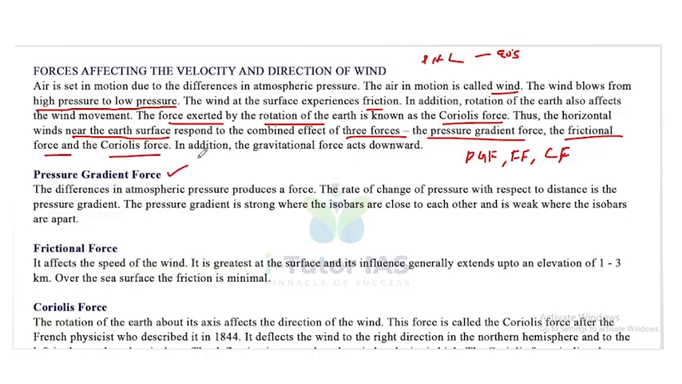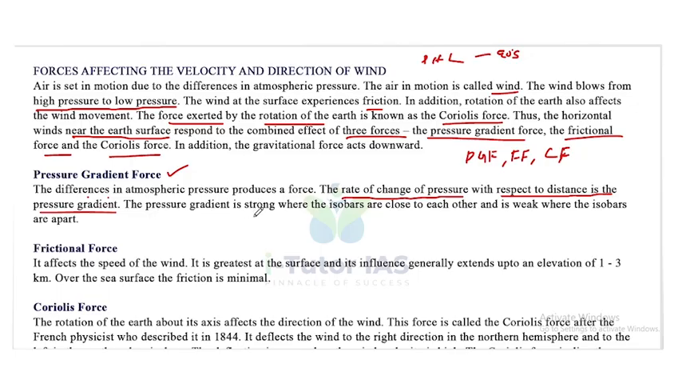First one, pressure gradient force. The differences in the atmospheric pressure produce a force. The rate of change of pressure with respect to distance is the pressure gradient. So what is called pressure gradient? It is the rate of change of pressure with respect to the distance. That is called pressure gradient.